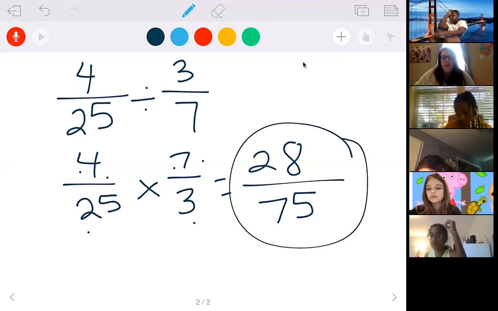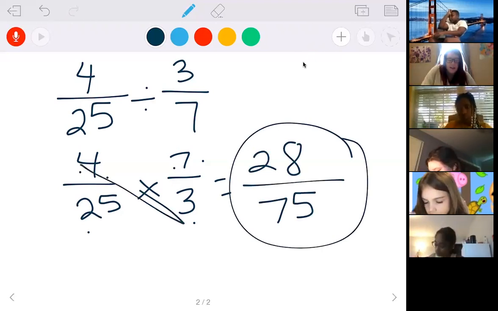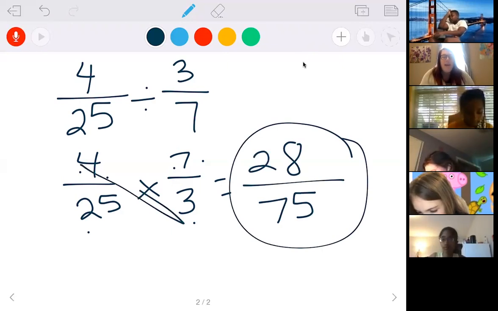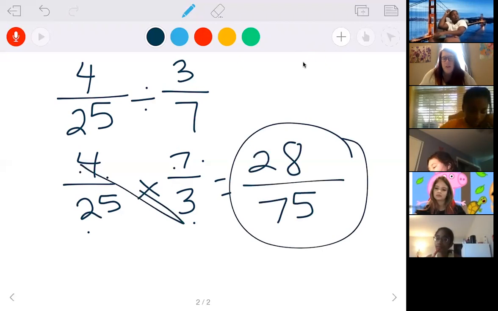So if you can't reduce going across like this, you can't reduce at the end either. So when you can't reduce, all you do is multiply and see if it needs to be changed over. And if it doesn't need to be changed into a mixed number, just leave it. So those are the easier ones because all you have to do is leave them. But always make sure if you can simplify first, because if you can simplify, you need to.